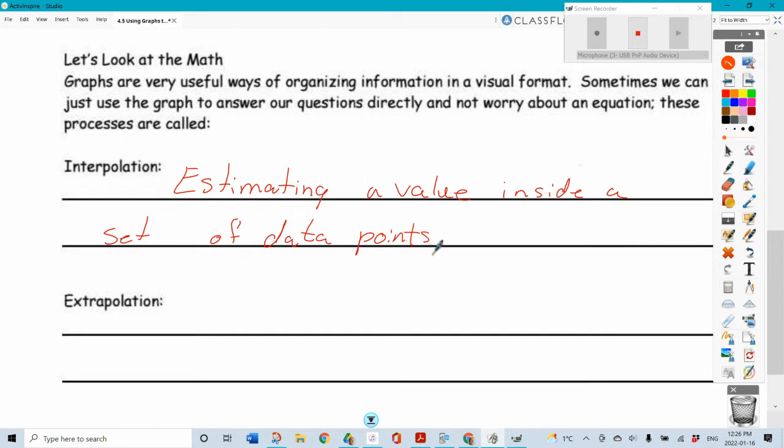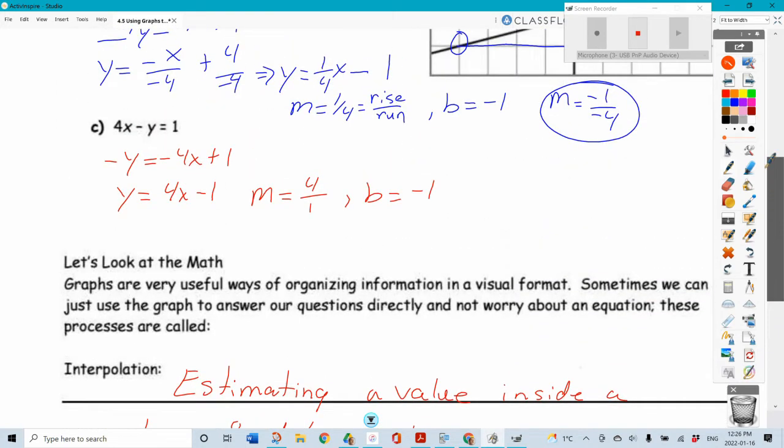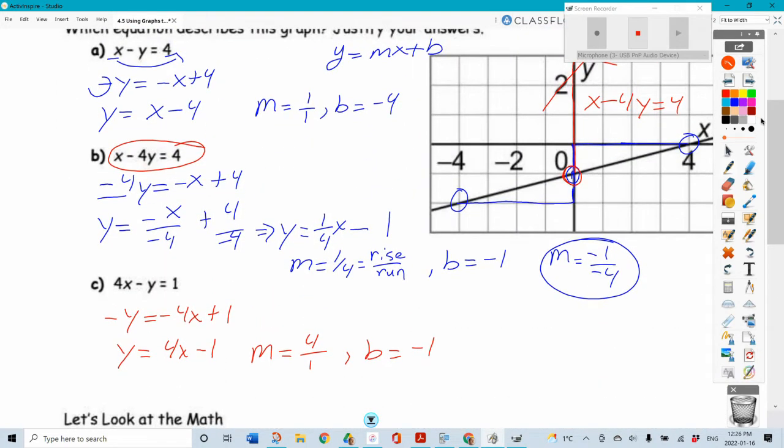Okay, so what that pretty much means is that I'm going to be looking where I actually have data. If I go back up to this one, I would be looking somewhere between this line here and this line over here. All in between here is where I would be looking for information. So that's interpolation, so it's inside of what I know.